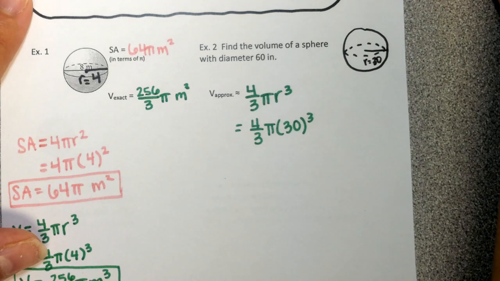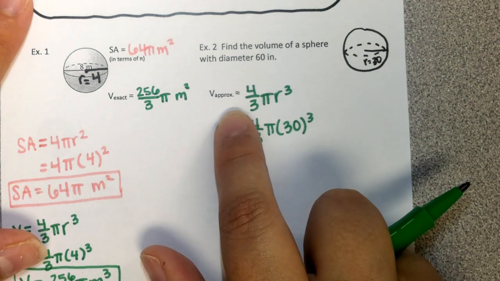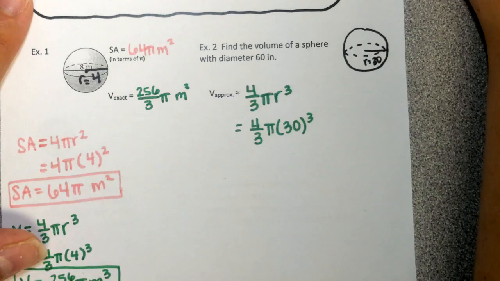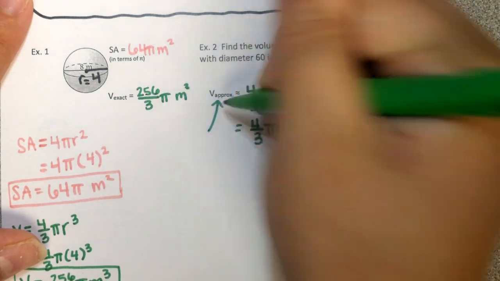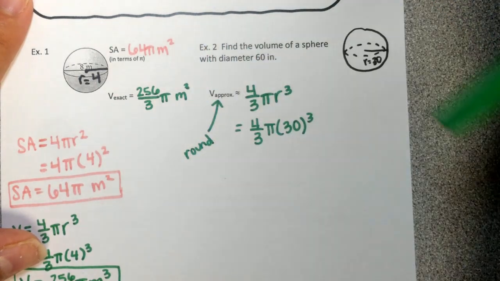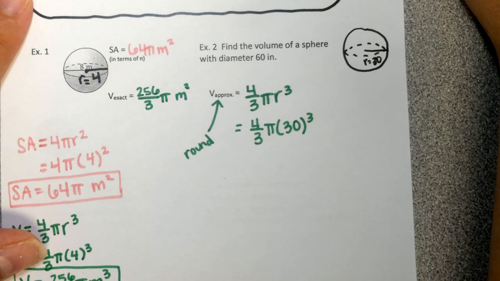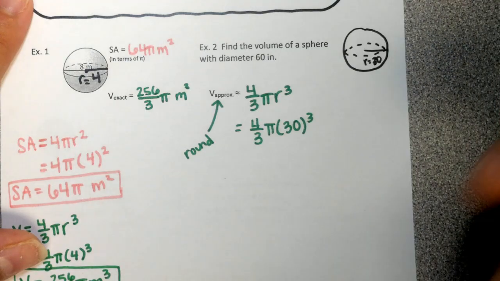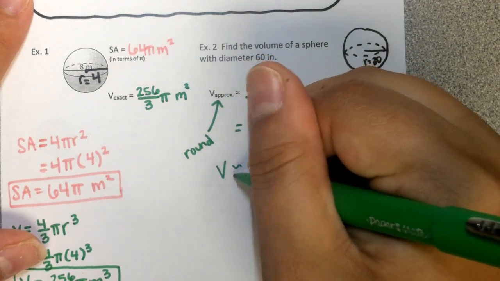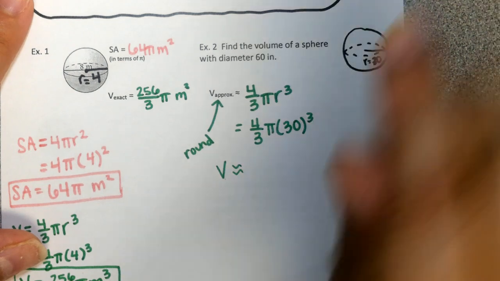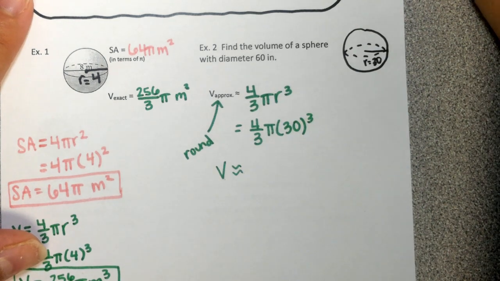4/3. Don't put pi. Oh, wait. What does it say to do here? Approximate means what? So can y'all write that down just in case you don't know that? Whenever you see the word approximate, that means round. So if I can round, what do I do? Put pi in the calculator. So 4/3, I'm going to put pi in the calculator. What is it? 30 squared? No, cubed. So this is going to give me, and that little squiggly right there means approximately. That means you're rounding.